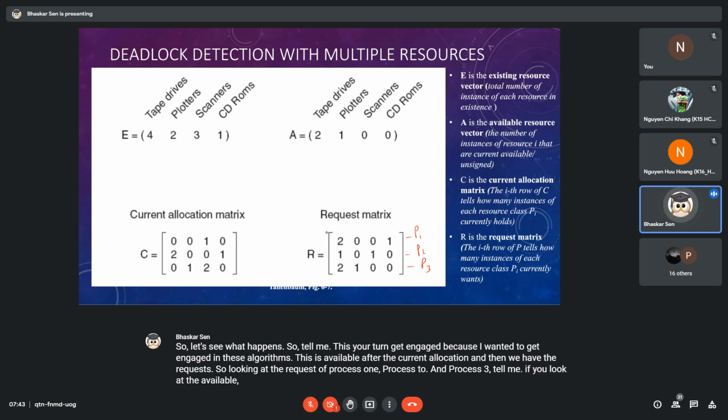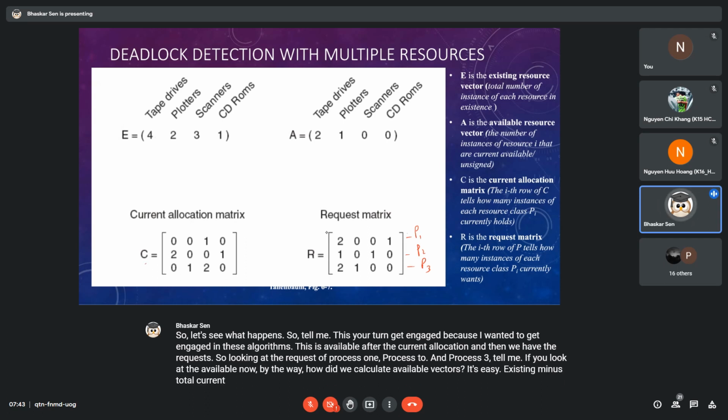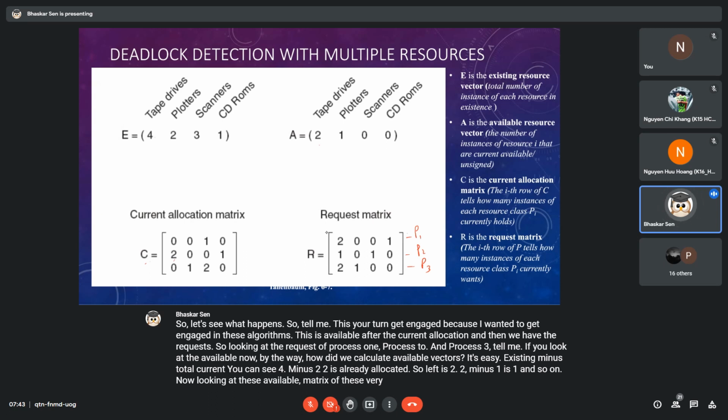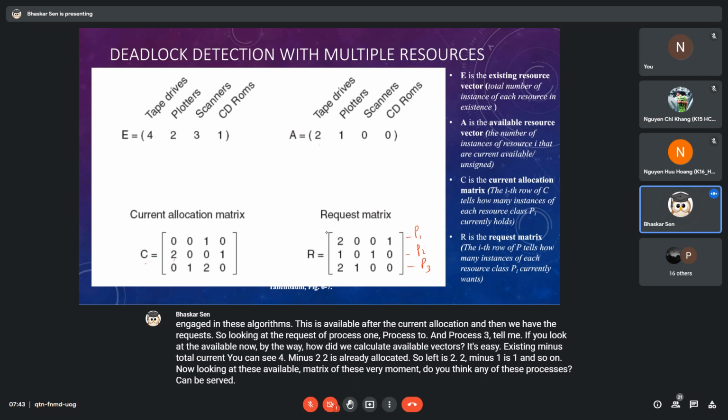Available, oh, by the way, how did we calculate the available vector? It's easy. Existing minus total current. You can see 4 minus 2. 2 is already allocated, so left is 2. 2 minus 1 is 1, and so on. Now, looking at this available vector at this very moment, do you think any of these processes can be served if nothing changes? Can I serve P1? No, because P1 is asking for one CD-ROM, and we don't have that CD-ROM.